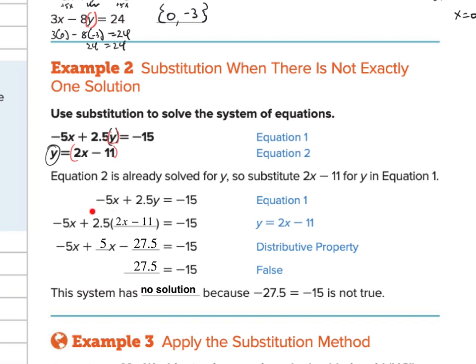They've taken the equation and they said 2.5 times 2x minus 11, did the distributive property, that became 5x minus, looks like 27.5. This became 0, and then we have, technically, I have another typo there, minus 27.5 does not equal minus 15. So that is a false statement. So therefore, there is no solution to this system.